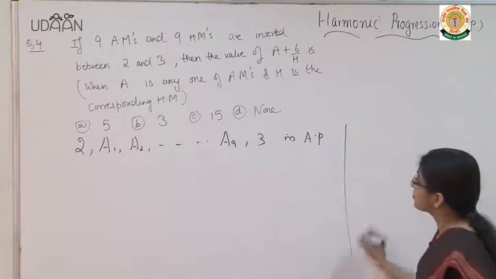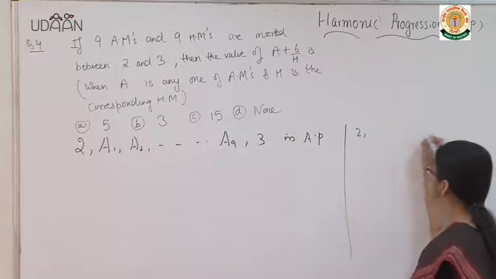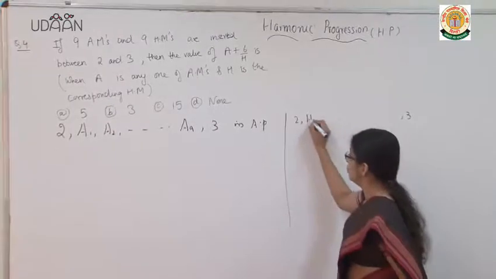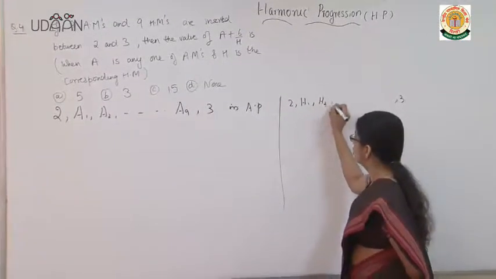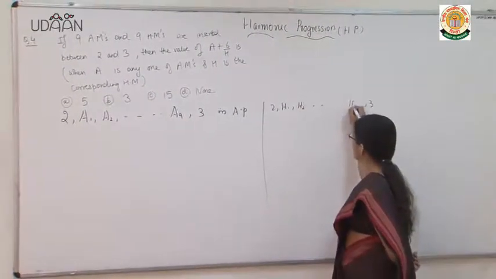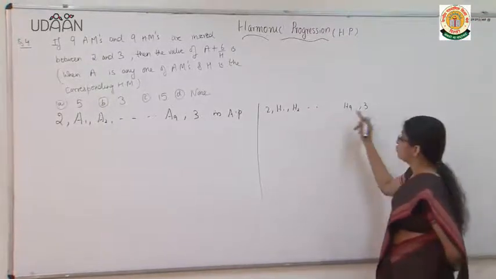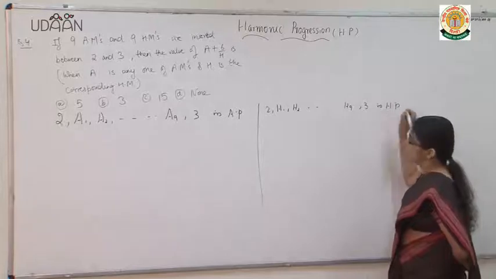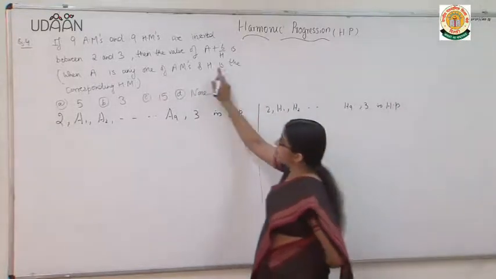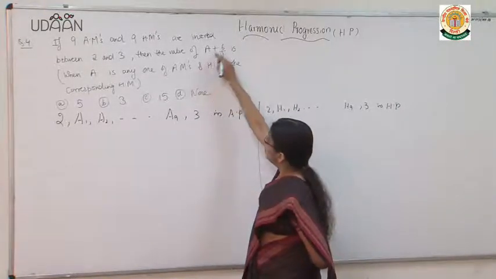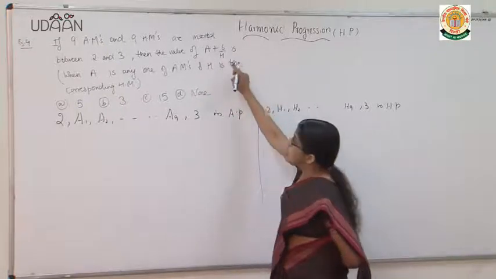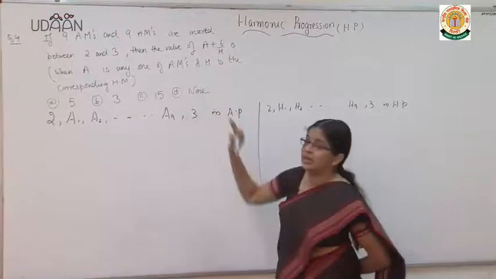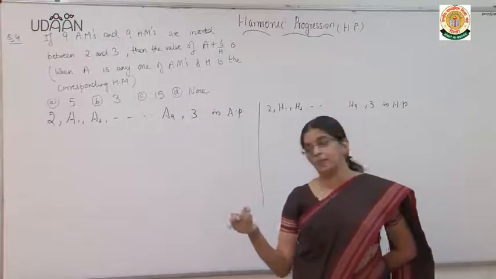Again given, between the same numbers 2 and 3, 9 harmonic means are inserted. So let H1, H2, etc., H9 be the harmonic means. So these numbers together with 2, 3, they are in harmonic progression. We have to find the value of A plus 6 by H, if A is any of the arithmetic means and H is the corresponding harmonic mean.